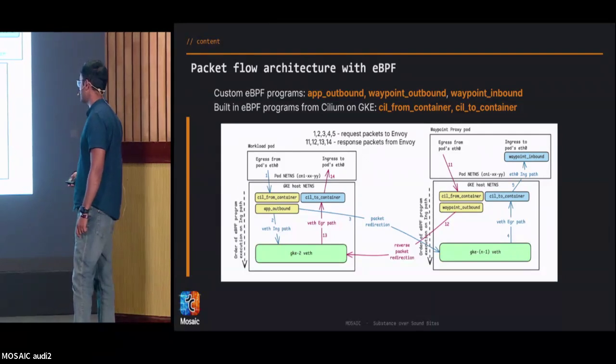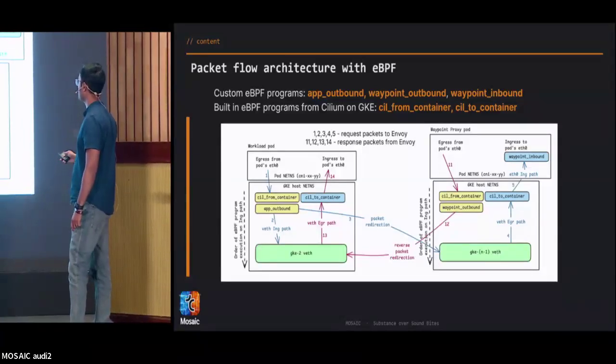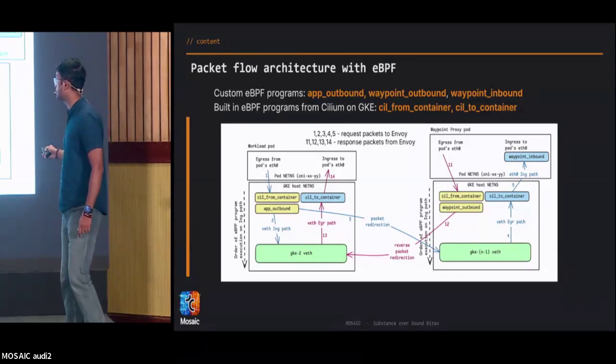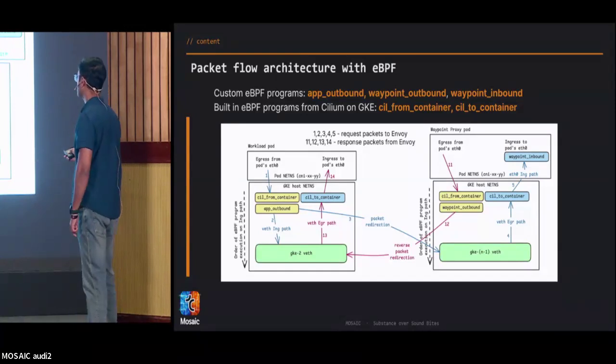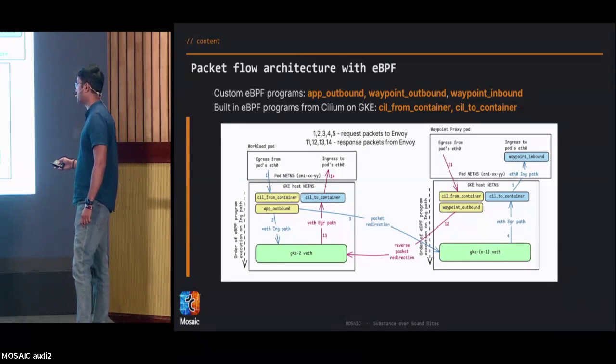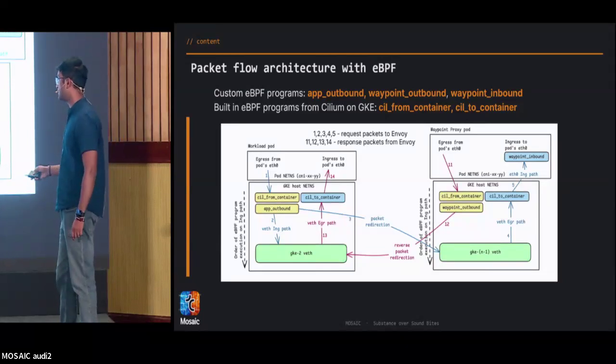And once the packet ends up here, the natural path is to go up to a SIL to container eBPF program and then end up on the network interface of the Envoy pod. And then when Envoy wants to send a packet back, exactly the same path in the reverse order is followed. The packet ends up on the SIL from container program, the waypoint outbound program is executed, which helps us identify the MAC address of the client or the caller pod. Once the packet ends up here, the natural path is to go to SIL to container, and then it ends up on the client pod. Now we have established the forward path and the reverse path.